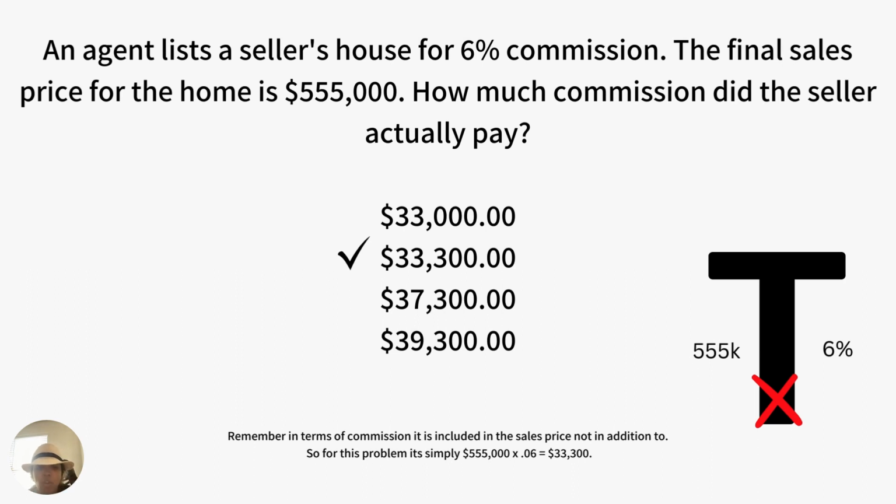Good job. So remember, in terms of commission, it is included in the sale price, not in addition to it. So for this problem, it's simply the 555,000 times 0.06, or 6%, and that equals that answer. All right. Good job, guys.